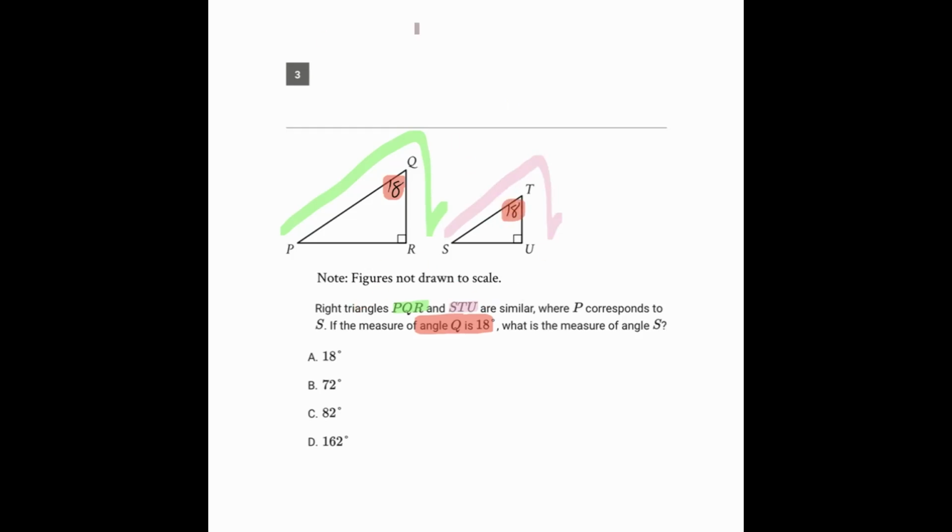So we can automatically say T also has a measure of 18 degrees. Now we're being asked for angle S, and we can just go ahead and utilize the fact that the three angles of a triangle add to 180. So 90 plus 18 plus the one we don't know, let's call it X, they add up to 180. So combining the 90 and the 18, that'll give us 108 plus X is 180. Take away 108 from both sides, and you get 72, which is answer choice B.